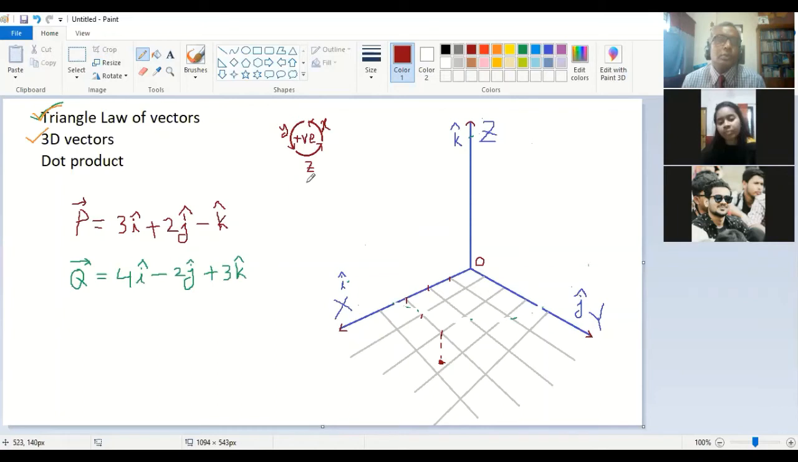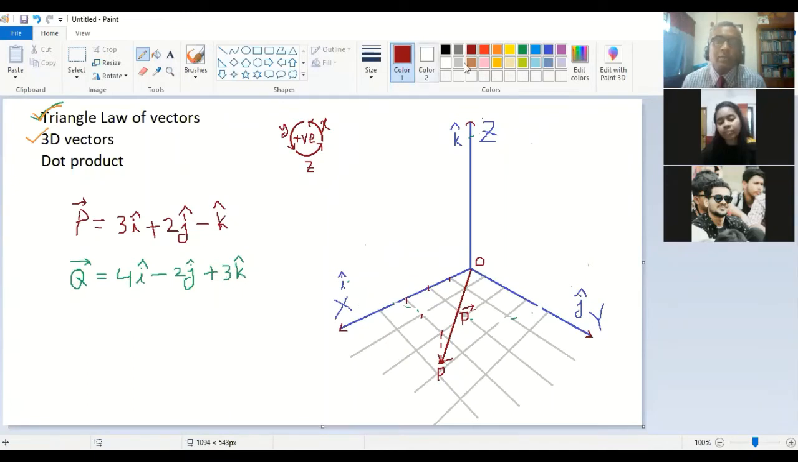If you draw this p vector, you start from O and then come up here. This will be the OP line, and the vector name will be p vector. So this is one example. If you think about the second example, that will be 4i, and then minus 2j, and then plus 3k.